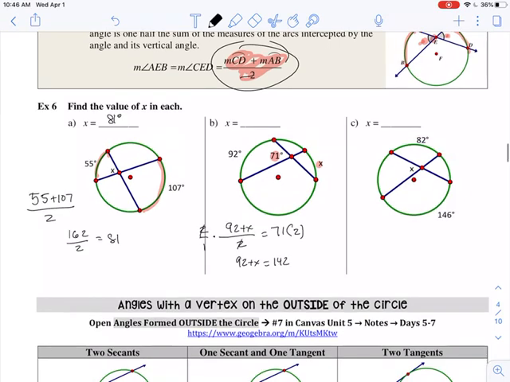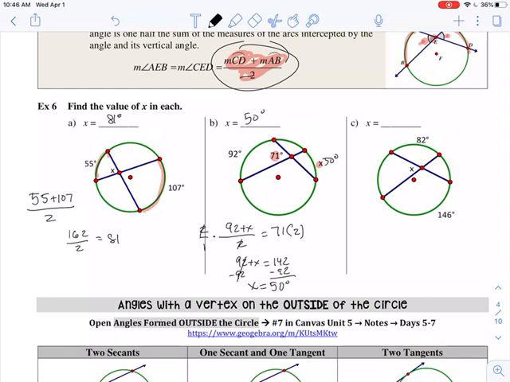And then I just need to subtract, or do the inverse operation here. So I'm going to subtract 92, which will cancel, and subtract 92. So I end up with x equals 50 degrees. So my arc over here is 50 degrees.